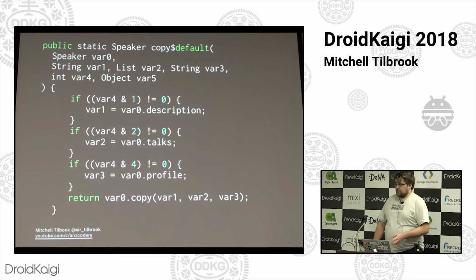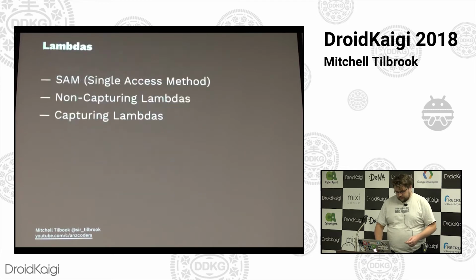So if we only want to pass in the description here, Kotlin will generate the mask of 6, because the mask of 6 is the only one which doesn't meet the condition where we want to copy the variable from the object that we're trying to clone. I don't know what the fifth object does. I haven't worked that out yet.